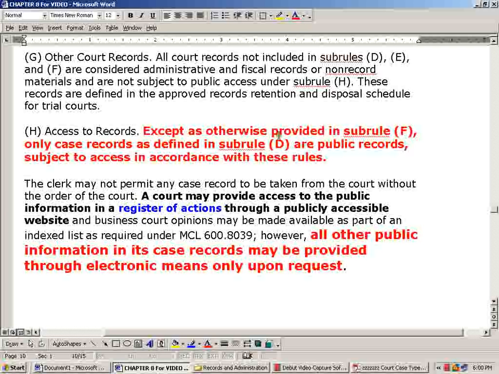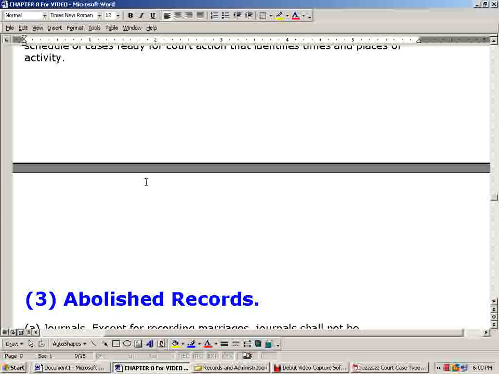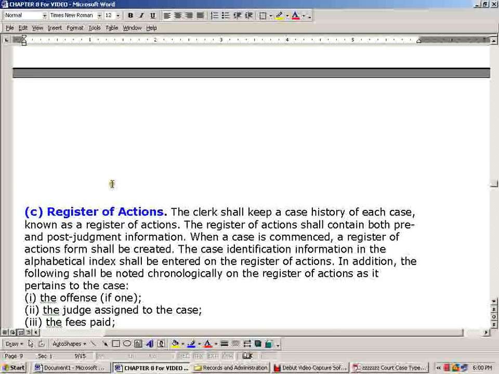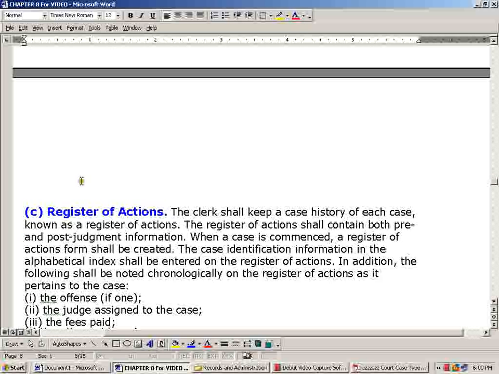Except as otherwise provided in subrule F, only case records as defined in subrule D are public records. Those are the ones we just talked about. There are a few in subrule F, other ones that could be, but the ones that are the case file, the register of actions, the alphabetical index, and the numeric index.